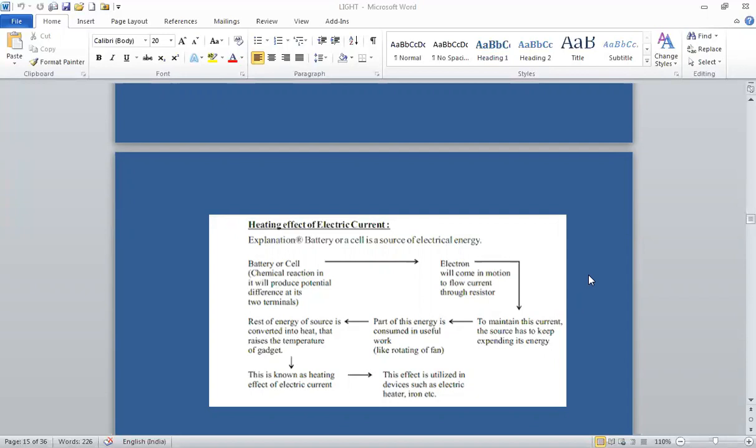The electrical energy supplied by the battery is gained by the charges. The charges gain the electric energy. When these charges move through the resistor, they give up this energy to the atoms of the material of the resistor by colliding with them.